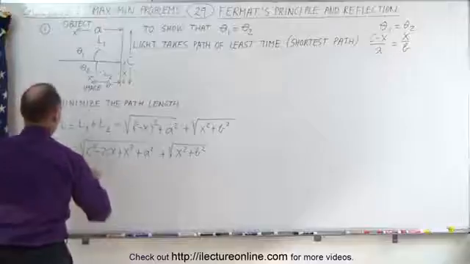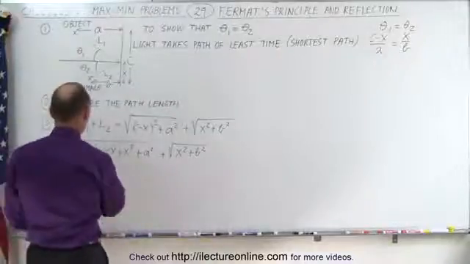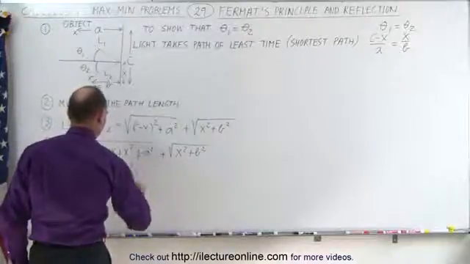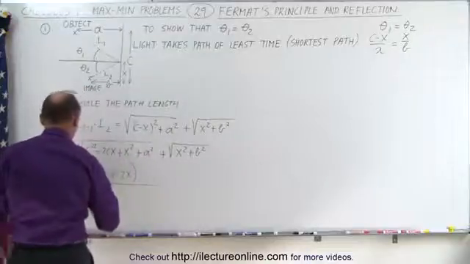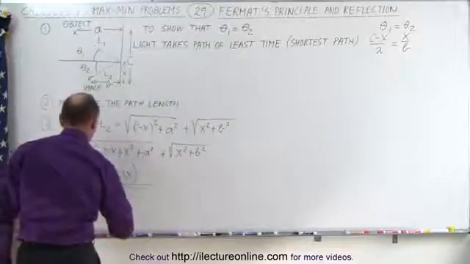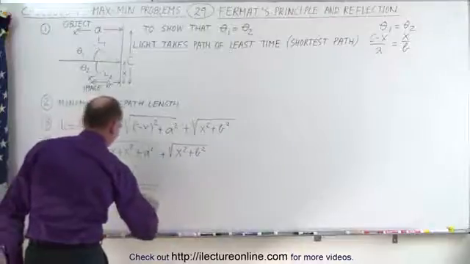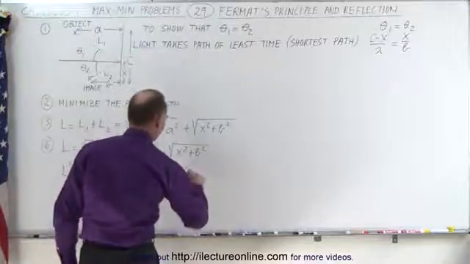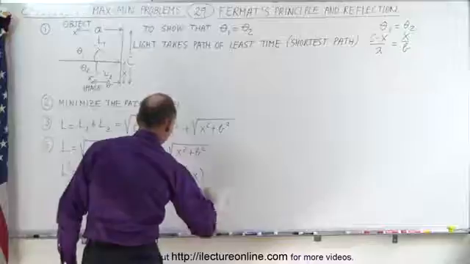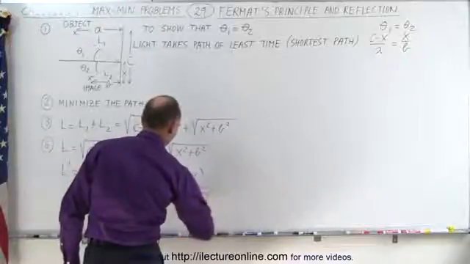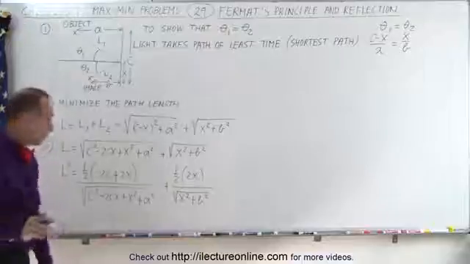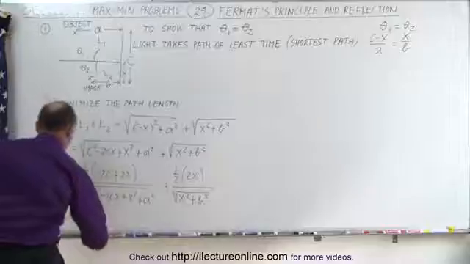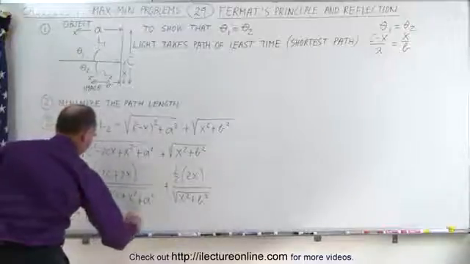L prime is equal to 1/2 times the derivative of what's inside. That's a constant. This would be minus 2c plus 2x divided by the square root of this, which would be c squared minus 2cx plus x squared plus a squared. And plus 1/2 times the derivative of what's inside, which is 2x, divided by the square root of x squared plus b squared. And of course, now we're going to set that equal to 0. So step 7, set L prime equal to 0 and solve for x.